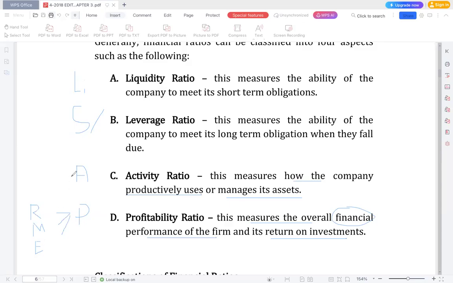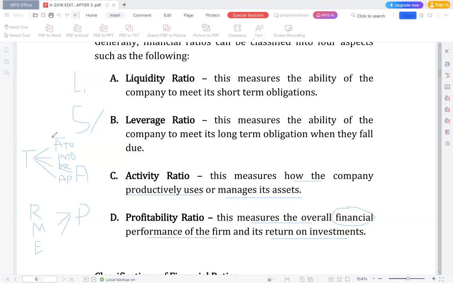Now for activity ratio, we will focus on the turnover. We have asset turnover ratio, inventory turnover. We also have AR turnover, ARTO. And we also have AP turnover.